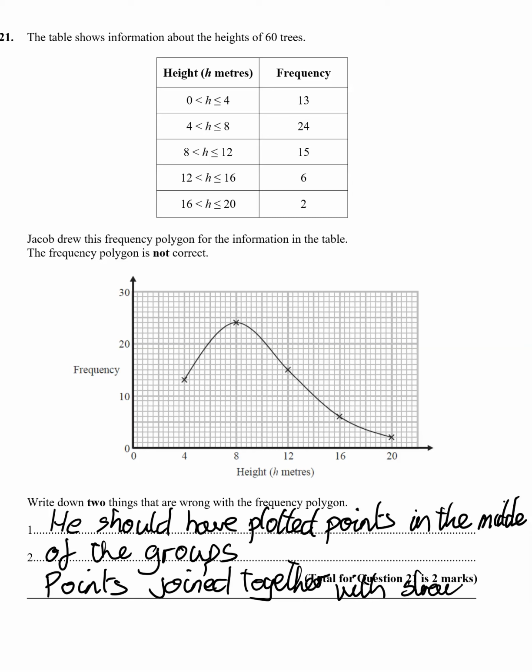And there are your 2 marks. So straight lines and points in the middle. Don't forget you can't write under this line because they won't see it when they're marking it.